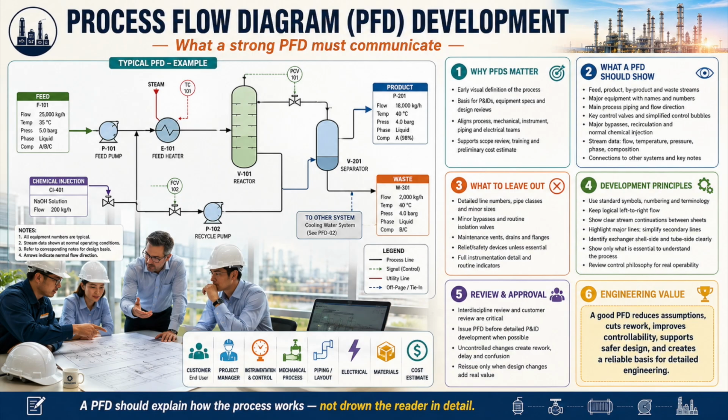Instrumentation should remain simplified. Show the control valves and elementary instrumentation necessary to communicate the process control concept, but do not assign detailed instrument or valve tags prematurely. Detailed numbering belongs in the P&ID and instrument database once the control philosophy has matured.